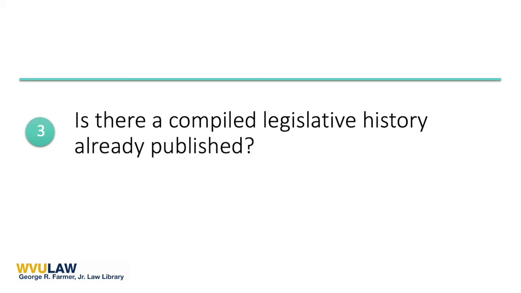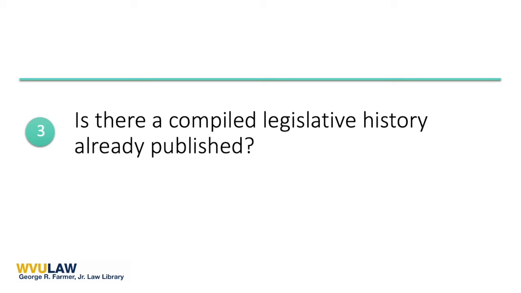In step 3, we are still trying to get out of doing this legislative history research ourselves. So if you've determined that the law is ambiguous and that the ambiguity has not previously been resolved by the court, then your task is to find whether someone has already done all the work to assemble the legislative history documents for the legislation in question.